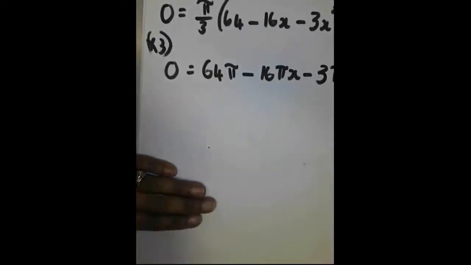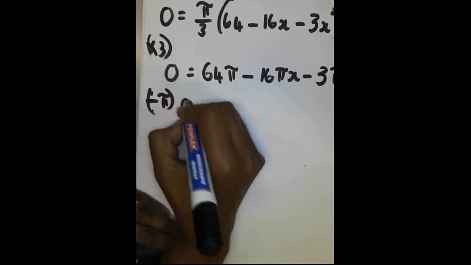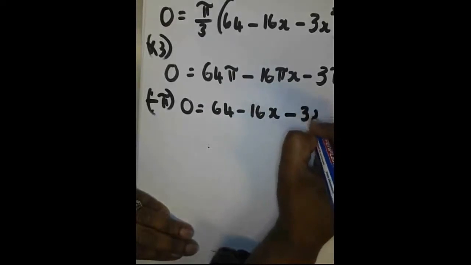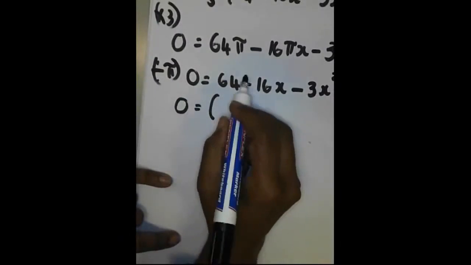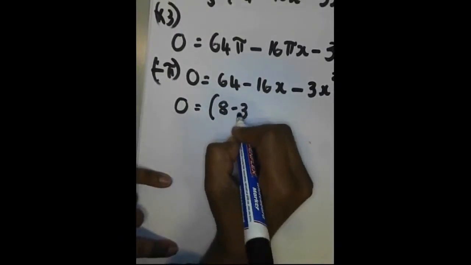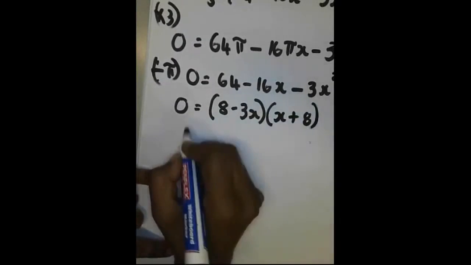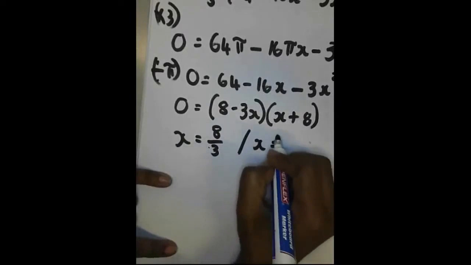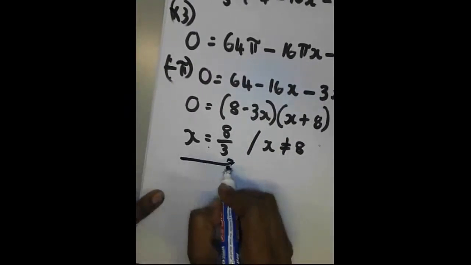So if I set it equal to 0, and if you want to take pi out as a common factor, that's fine. If I divide by pi, the same thing will happen. I'm going to end with 0 is equal to 64 minus 16x minus 3x squared. I then have a trinomial that I can factorize, and I end up with 8 minus 3x and x plus 8. So x would then be equal to 8 over 3, or x would be equal to negative 8. Okay, so I can't use that particular solution. So x is equal to 8 over 3.